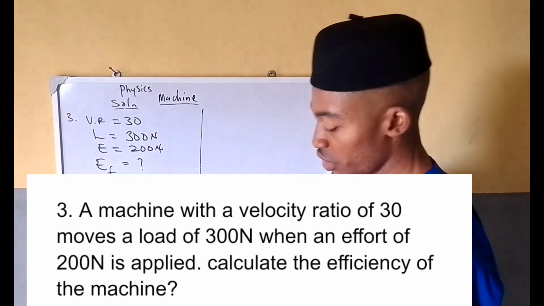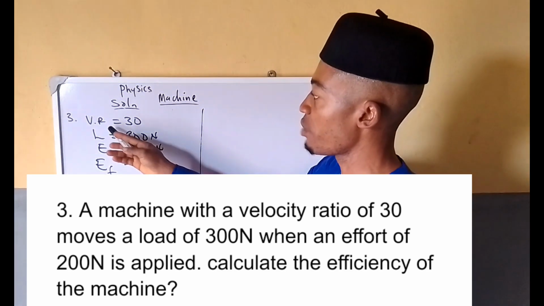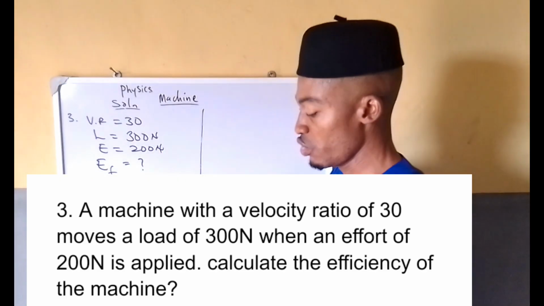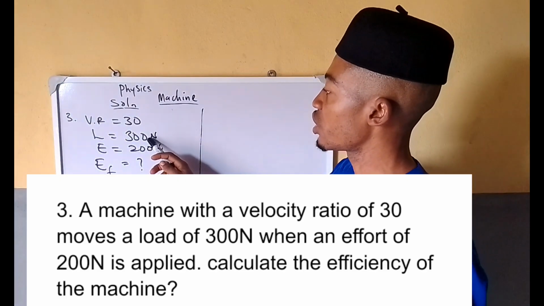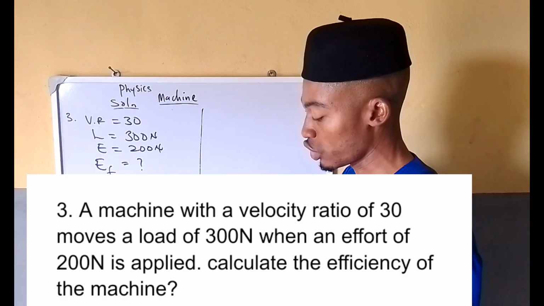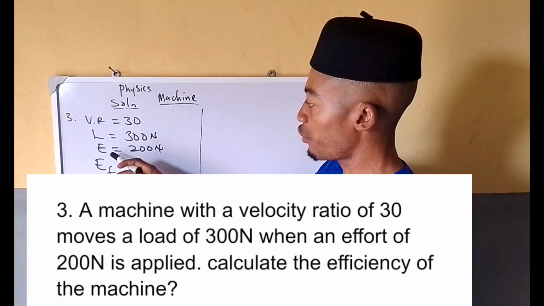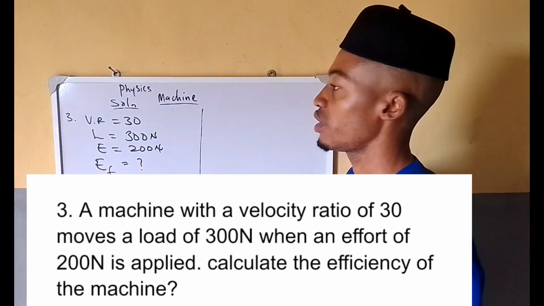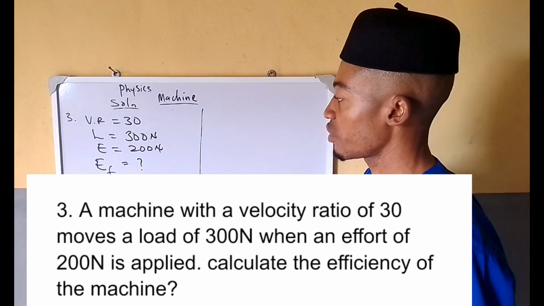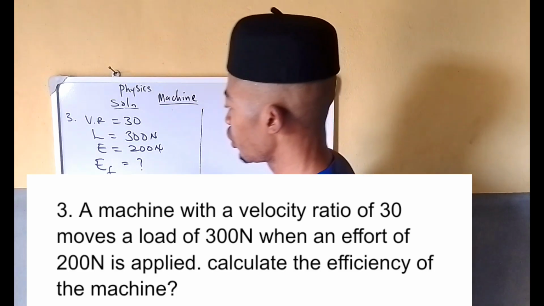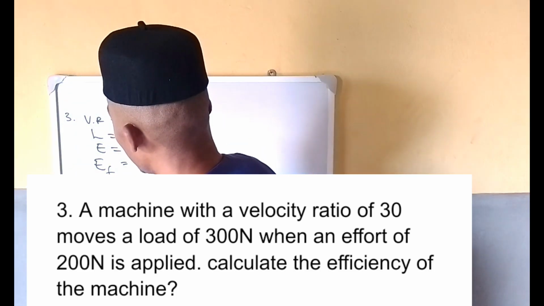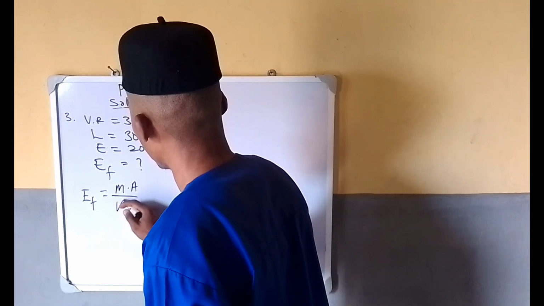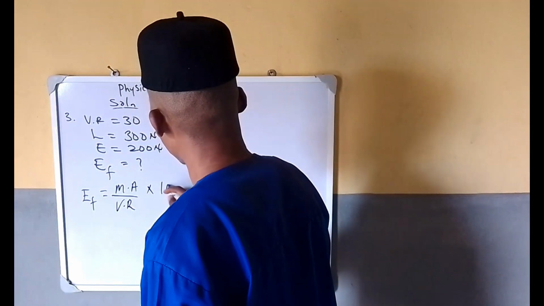In the question, we are told that the velocity ratio of the machine is 30, and that it moves a load of 300 Newton. The load is what? 300 Newton. And the effort applied was 200 Newton. Then the question is just to find the efficiency. So we'll quickly go to the formula for efficiency. Efficiency is mechanical advantage divided by velocity ratio multiplied by 100.